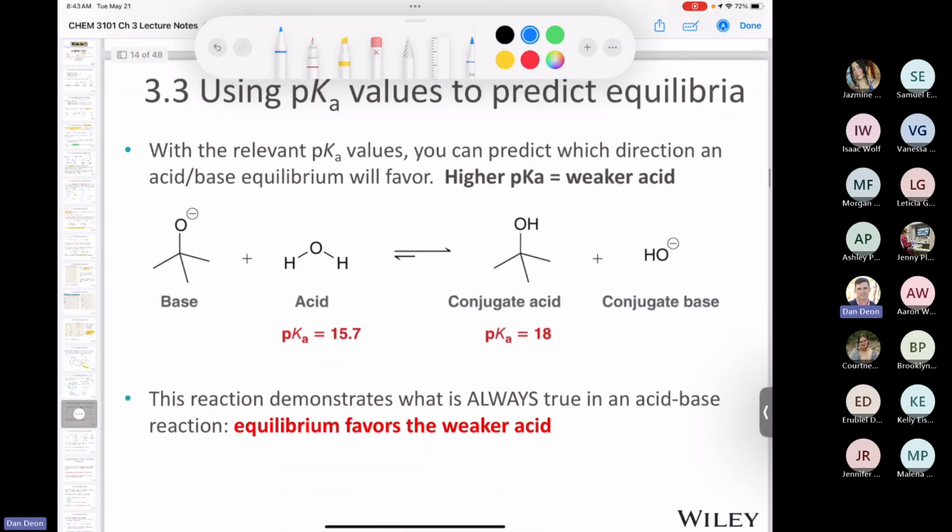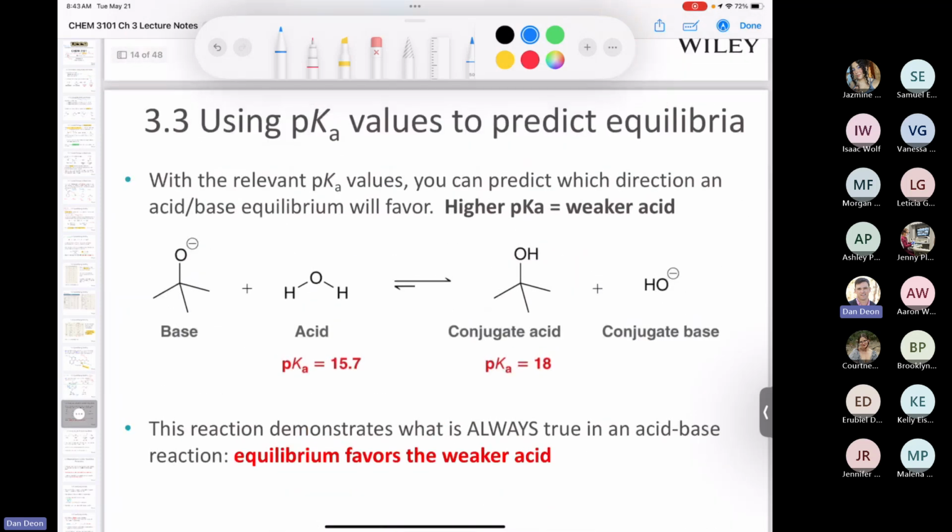Another thing you can do with pKa's is when you have an equilibrium like this one here, and if you can figure out what the acid and the conjugate acid is, all you have to do is compare their pKa's, the acid and the conjugate acid. Look at the pKa's. Whichever one is the weaker acid, the equilibrium is going to lie to that side. Okay, this is one of the major points in all of organic chemistry: the equilibrium is going to lie to the side of the weaker acid.